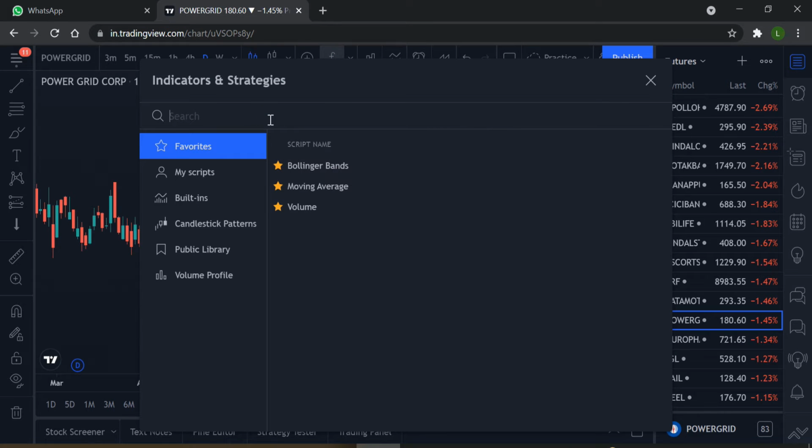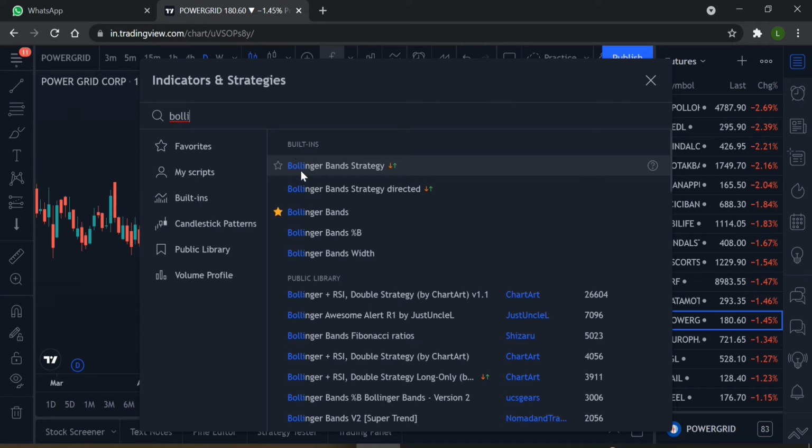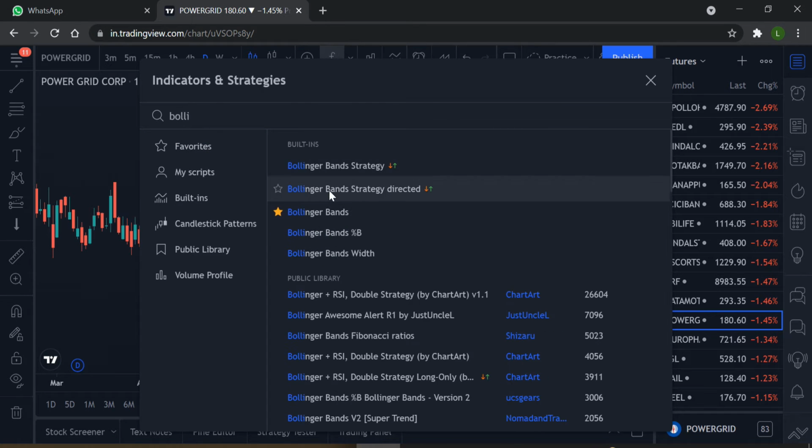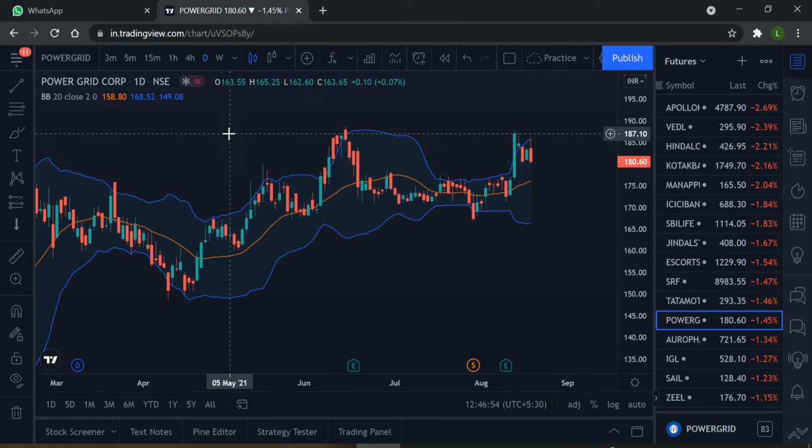You can type here Bollinger Bands. I already marked it as a favorite indicator. That's why it comes under favorite. You can also search here. The default settings you can use as they are.